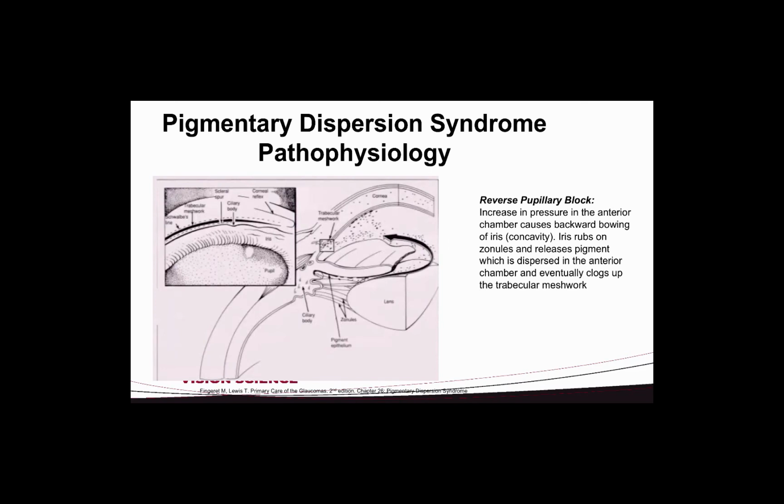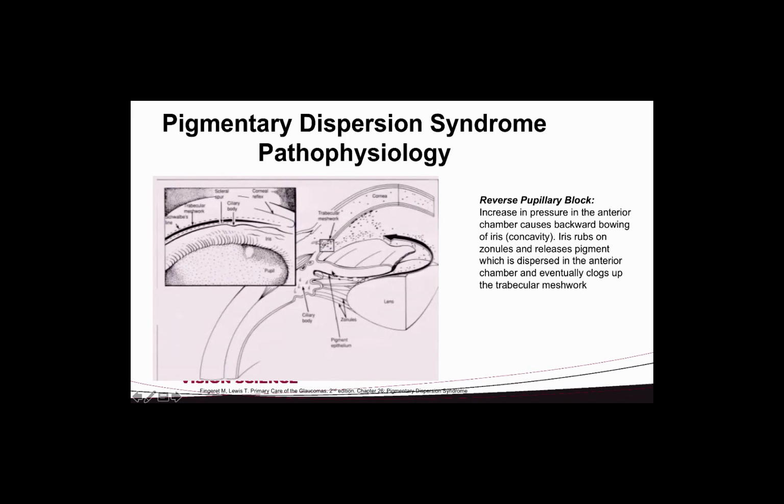So the pathophysiology leads us to something called reverse pupillary block. And in reverse pupillary block, what ends up happening is there's an increase in pressure in the anterior chamber that causes a backwards bowing of the iris. And so one of the features that we see clinically in pigment dispersion syndrome is a concavity to the iris as it bows backwards. This causes the iris to rub on the zonules and release pigment, which is dispersed into the anterior chamber and eventually into the trabecular meshwork.